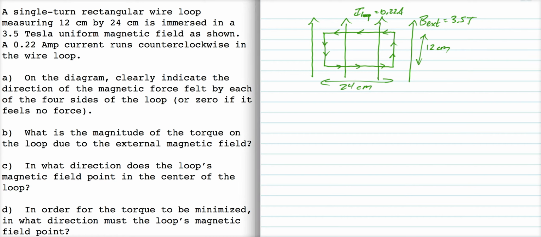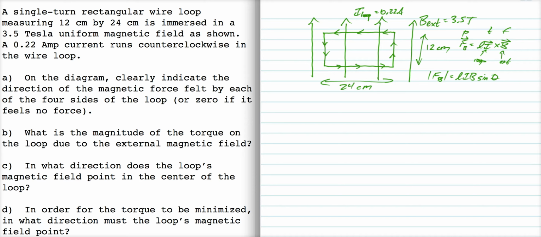Okay, we have to find the direction of the magnetic force felt by each of the four sides of the loop. So if you recall, the magnetic force is L i cross B, where i is the current of the loop and B is the external magnetic field that the loop is immersed in. We use the palm, thumb, finger rule. And of course the magnitude of the force is L i B sine theta.